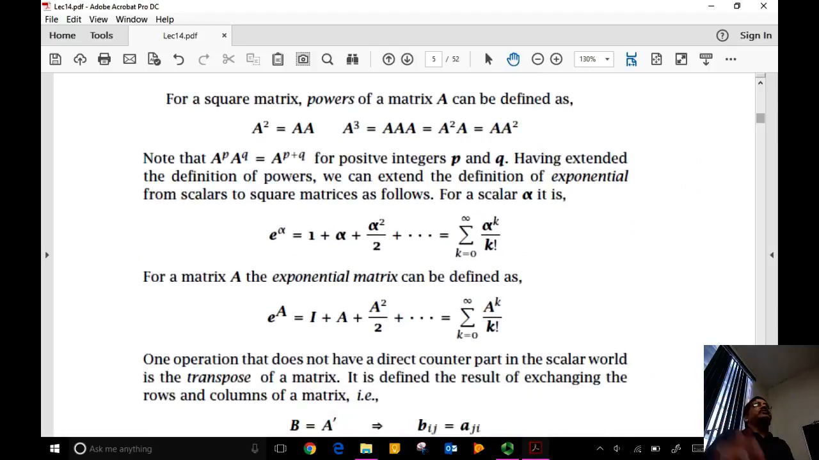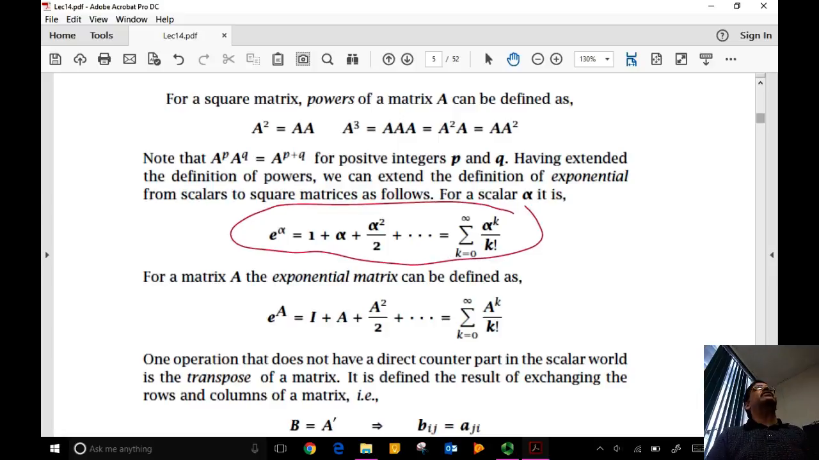Now, exponentiation of matrices. If I have A square, what do I mean? It's simply A times A, true matrix multiplication. A cube means A times A times A, etc. So we have a general understanding of what an exponential function is. Same thing applies to sine, cosine, etc.